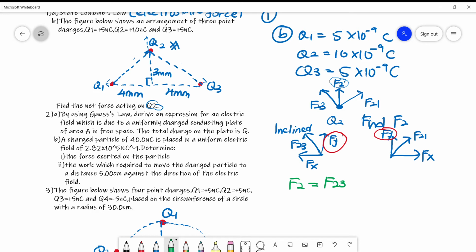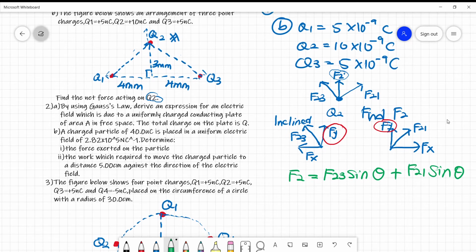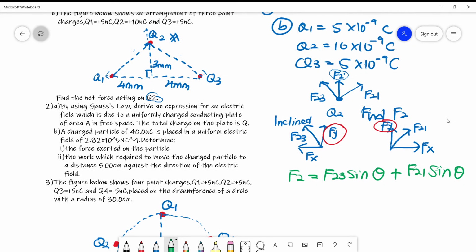So my vertical component is actually F23 sine theta, plus the F21 sine theta as well. In this case, based on the diagram, this is my F21, this is my F23, and this is actually my theta.